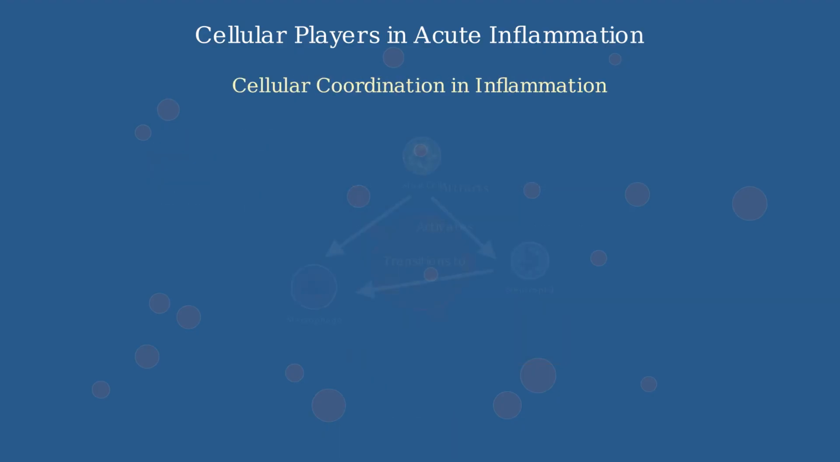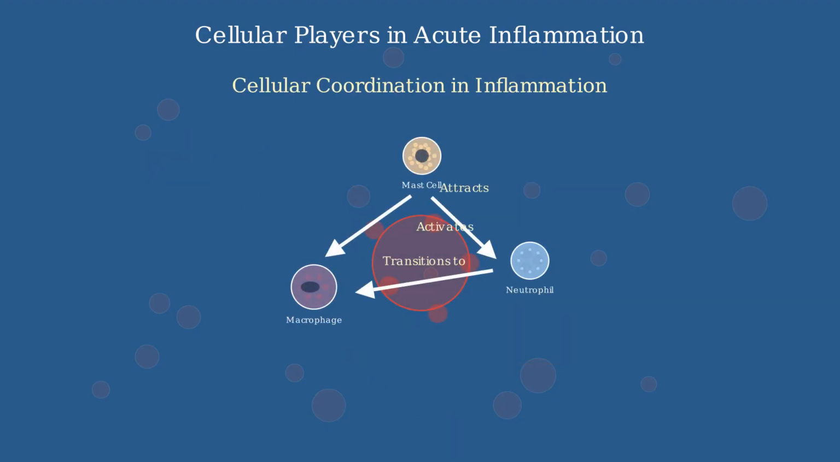Together, these cellular players coordinate a complex inflammatory response. Mast cells initiate the response, neutrophils provide early pathogen control, and macrophages assist with cleanup and tissue repair. This cellular coordination ensures effective pathogen elimination while promoting the healing process and return to tissue homeostasis.